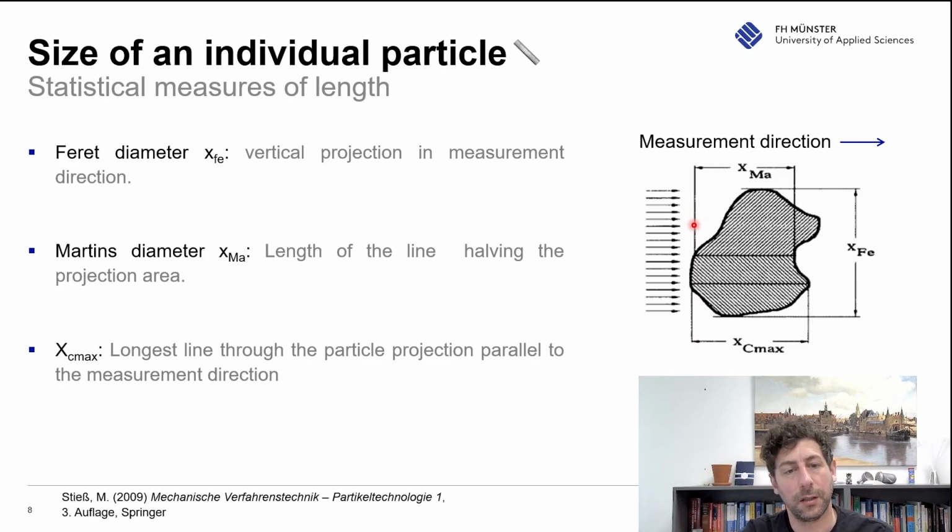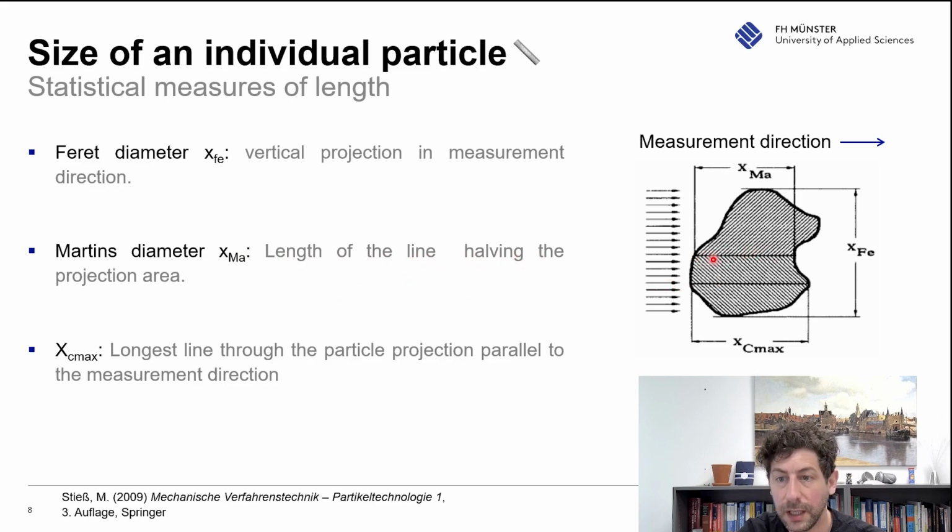And then you can measure different statistical measures, basically. So you can measure the Feret diameter. And the Feret diameter is this line here. So I'm looking from here, so the vertical projection in measurement direction. Then we have also the Martin diameter, and this is the length of the line halving the projection area.